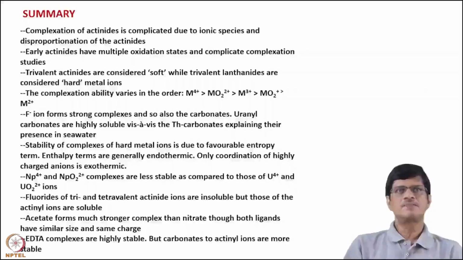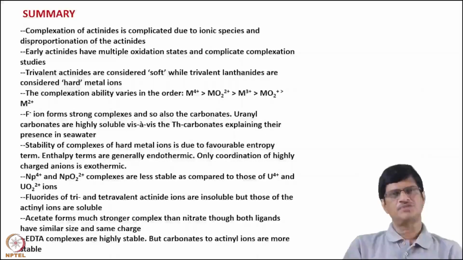Now, in summary, the complexation of actinides is very complicated due to the different ionic species and disproportionation of the actinides. We have seen that the early actinides like uranium, plutonium, and neptunium have multiple oxidation states, and they complicate the complexation studies. For these actinide ions, we necessarily have to stabilize a given oxidation state and then carry out the complexation studies. For example, plutonium in the +4 oxidation state can be stabilized, and then we carry out the complex formation studies such that there is no plutonium 5, plutonium 6, or plutonium 3 present in the aqueous medium.